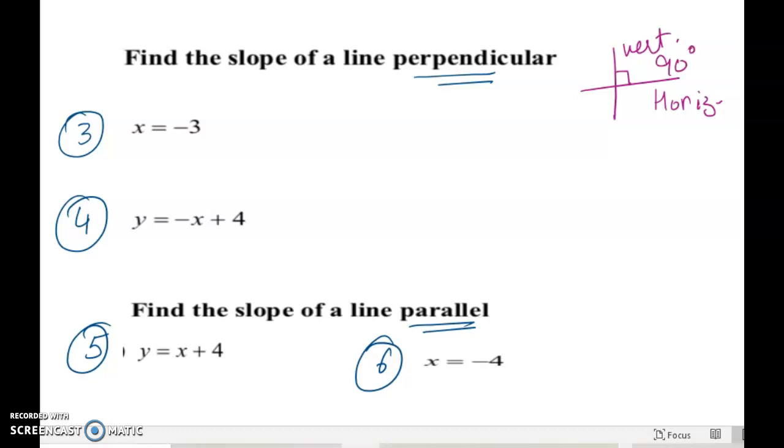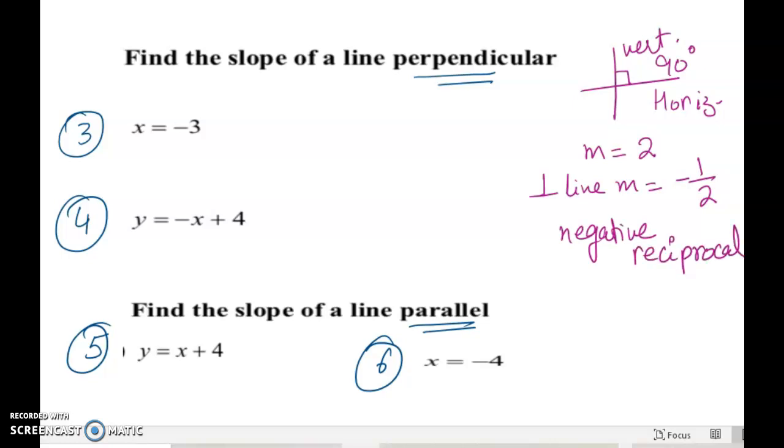So based on that, if the slope of one line is, say, 2, the slope of the perpendicular line will be negative 1/2. Why? Because it is the negative reciprocal. That is the main idea. The slope of a perpendicular line will always be the negative reciprocal. Always remember that. Make the number flip and change the sign.